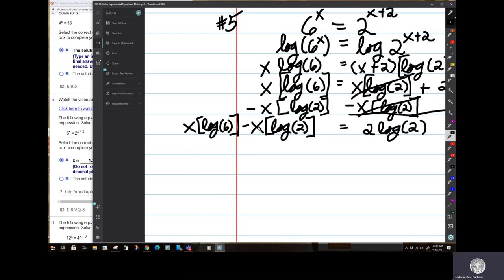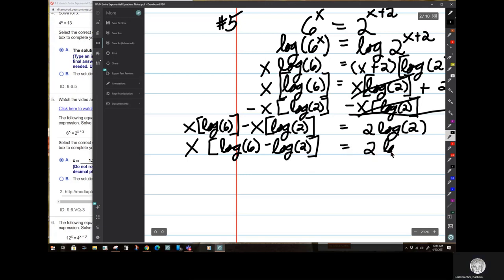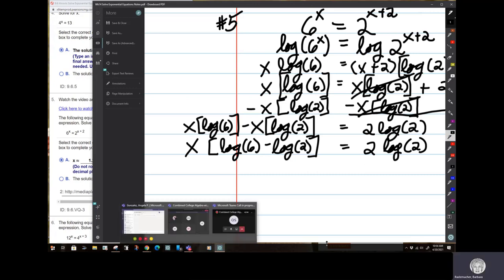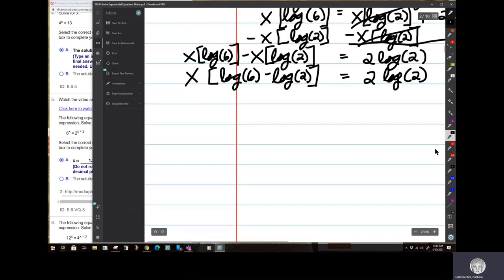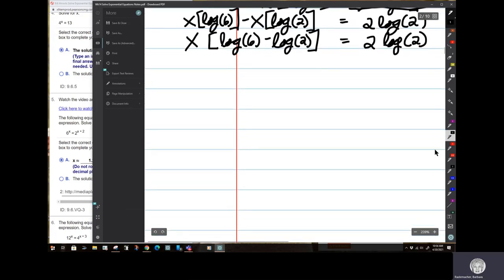X is a common factor. I'm going to pull it out to the front. And I'll be left with the leftovers. Log 6 minus log 2. And that equals 2 times log 2. Okay, we're getting close to being done. There is light at the end of the tunnel.